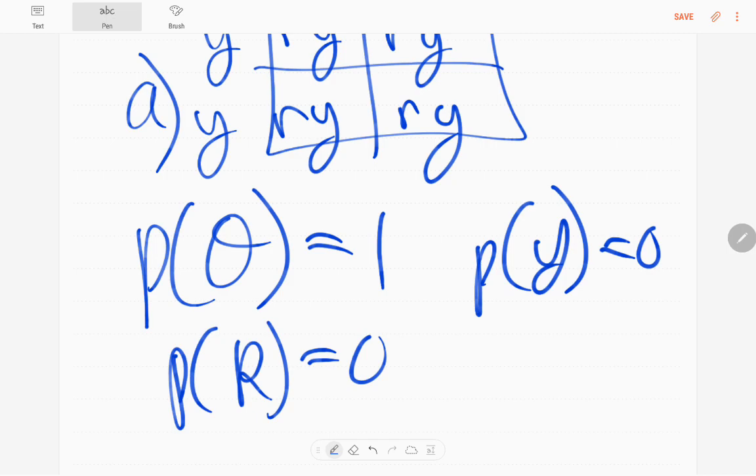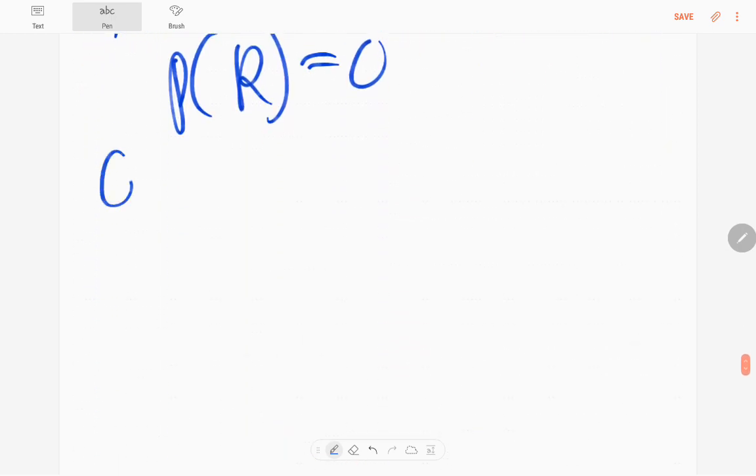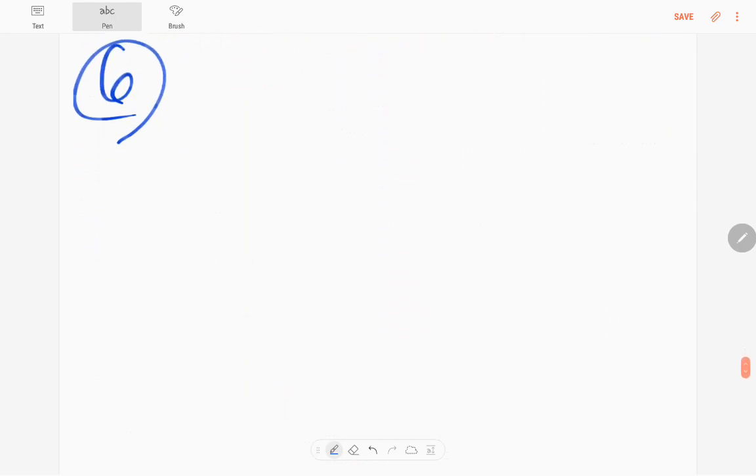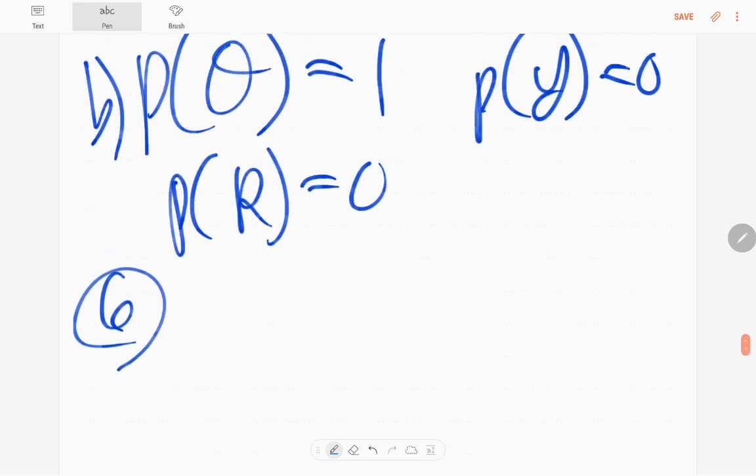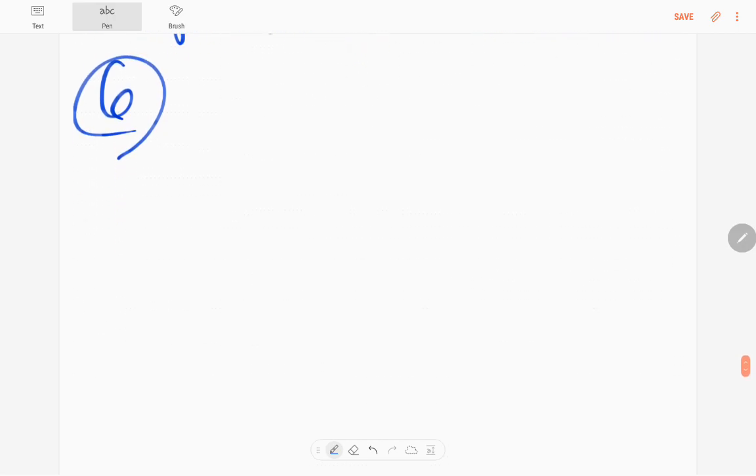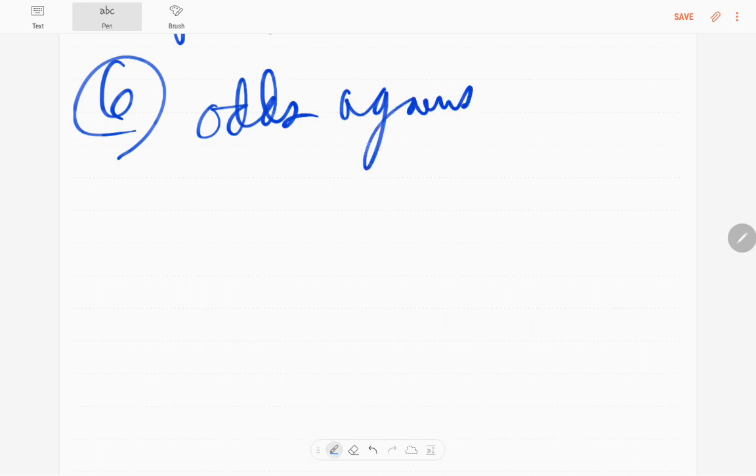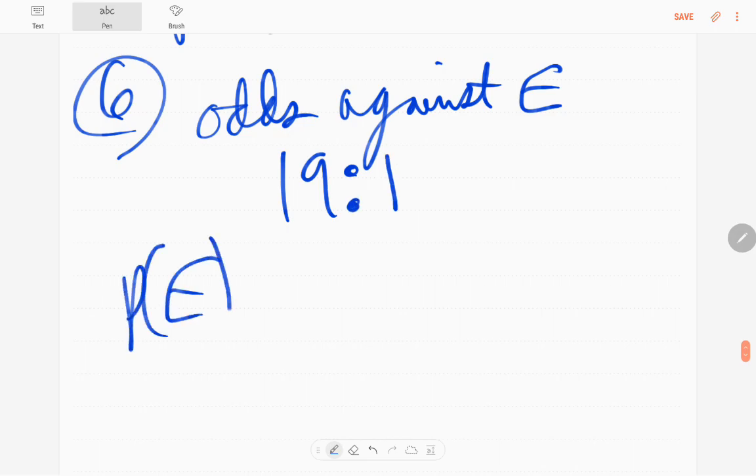So let's move on to the next problem. That was part B of that problem. Number 6. If the odds against event E are 19-1, let me write that down. What is the probability of E is what we're looking for.